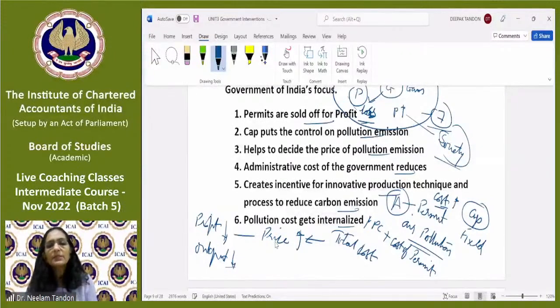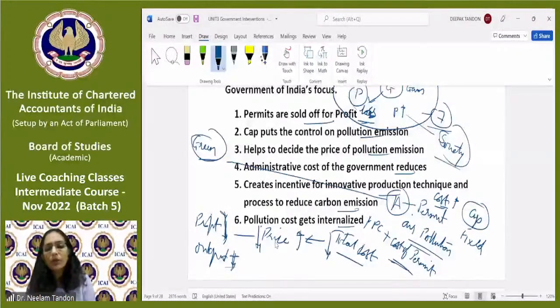Hence, to become sustainable, what they have to do, they have to work to make this more green. If they make this green through technological innovation, then in that case, they will be working on their permit cost. If they can work on their permit cost, their total cost will reduce. Their price will become less. Their profit will go up. They can gain output.